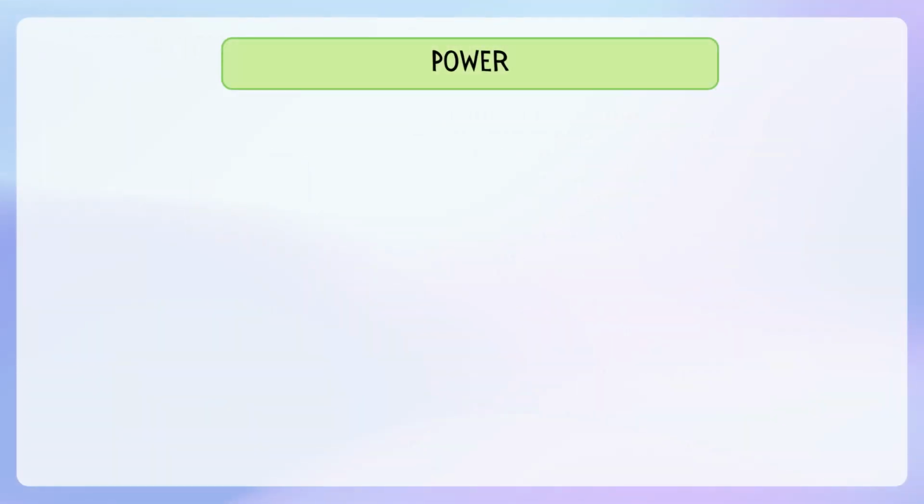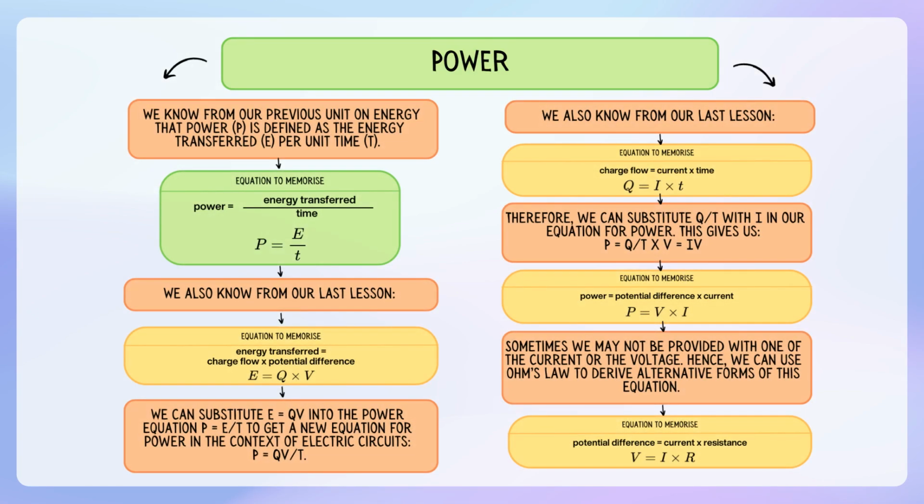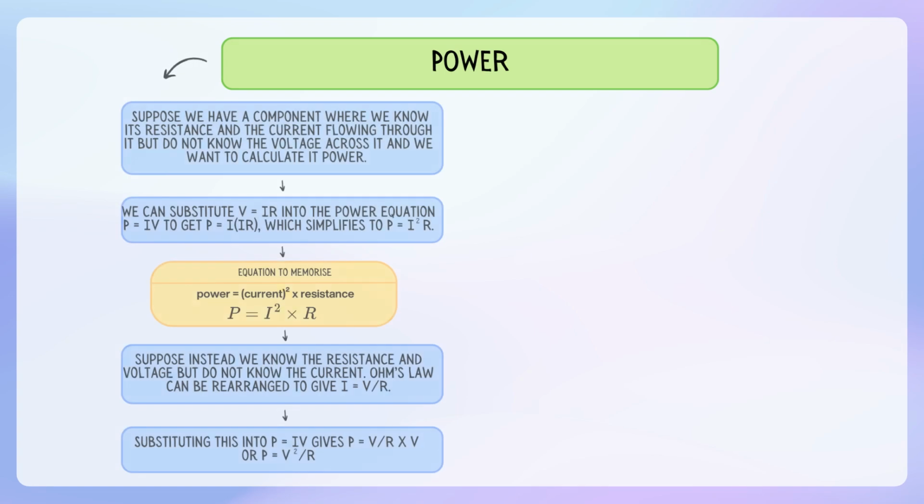In today's lesson, we explored the concept of power in electrical circuits and learned how to calculate it using different equations. We began by understanding the basic equation for power, P equals IV, which connects power, current, and voltage. This equation is crucial for determining how much energy is being transferred in a circuit. We also discussed alternative forms of the power equation, such as P equals I squared R and P equals V squared over R, which can be used depending on the given values. These variations help in solving different types of problems effectively.